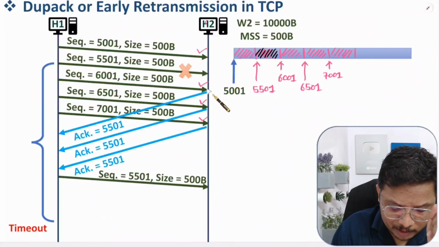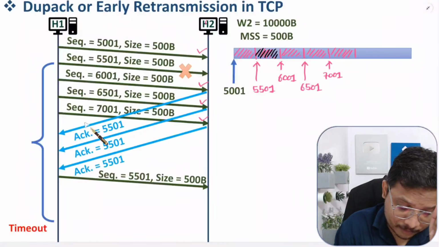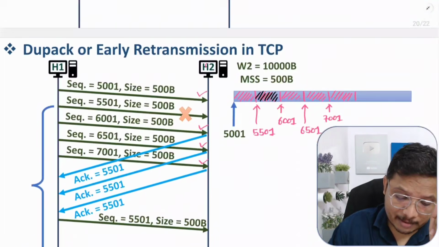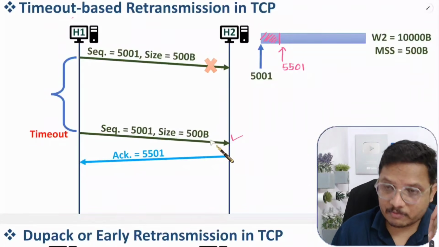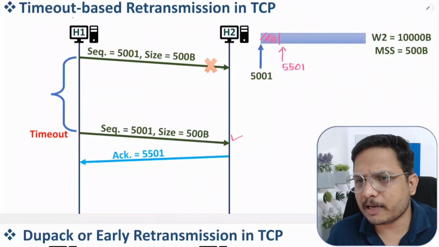And even if those acknowledgements were not there, after timeout there will be retransmission. So that is how retransmission is happening in TCP.